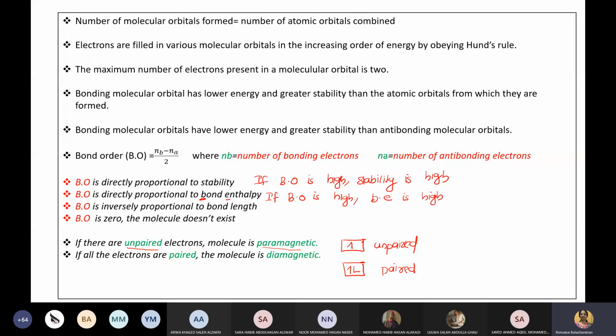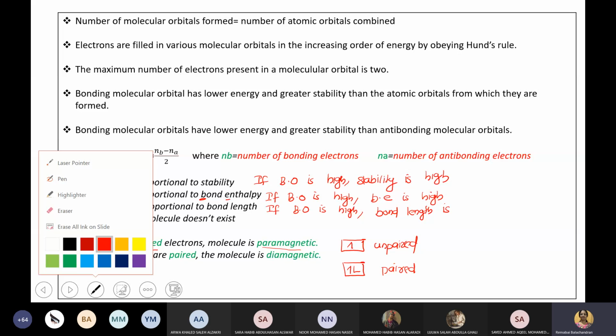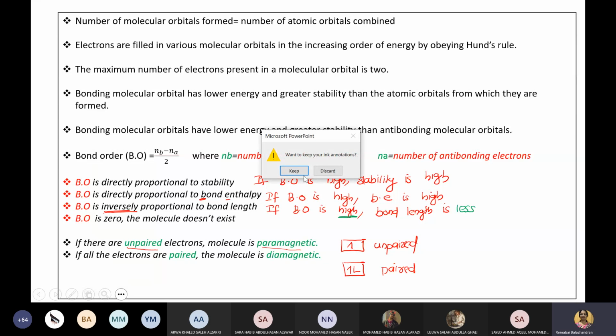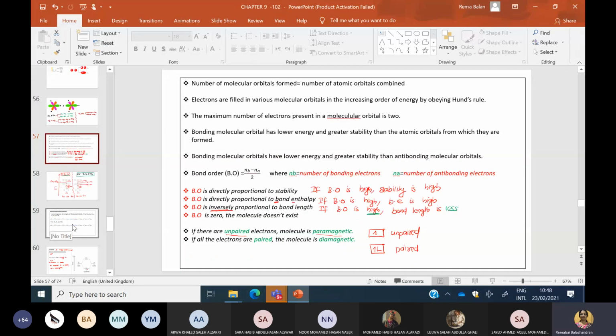Okay. Bond order is inversely proportional to bond length. Inversely proportional means if bond order is high, come on, tell me, bond length is short. Yes, short, less. Okay. Now, if bond order is 0, molecule doesn't exist. This you know. Okay.